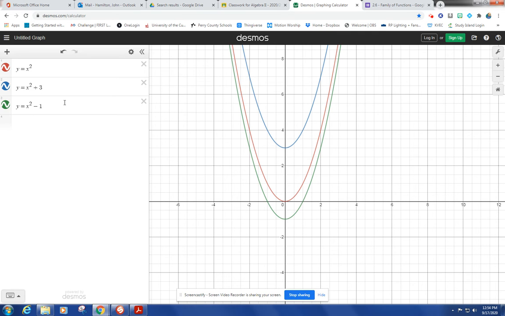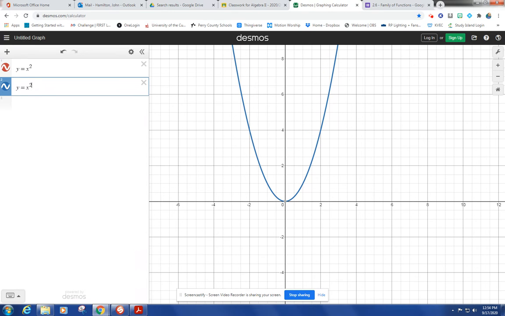Okay, now let's do something else here real quick. I'll go ahead and get rid of this one, and I'm going to change this so that now we have a set of parentheses.